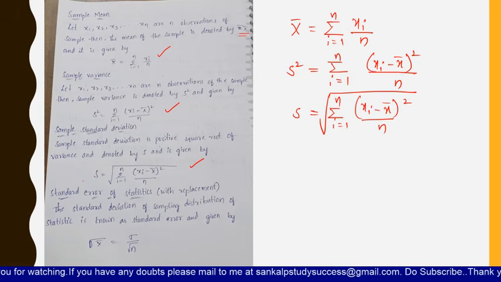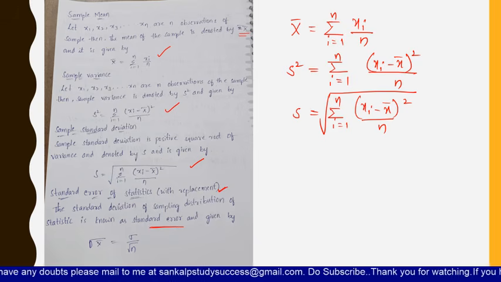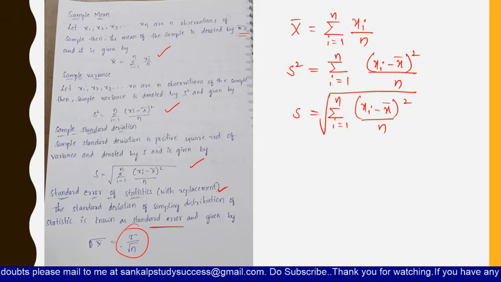Now the standard error of a statistic. This is with replacement. The standard deviation of the sampling distribution of a statistic is known as standard error. It is given by sigma by root n. So this is the formula. All these formulas are very important and you have to remember each and every formula here.